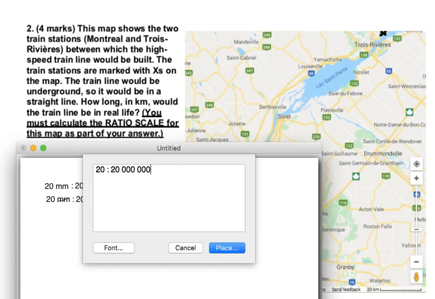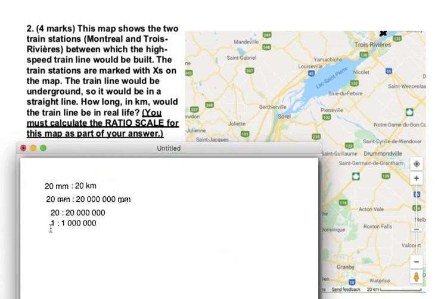Say, is there anything that I can divide both sides of this by to simplify it? And actually, in this case, it's nice and easy because you can divide this by 20 and you can divide 20 million by 20. 20 divided by 20 is just 1, and 20 million divided by 20 is just 1 million. So now that you've done all this, you've actually put together a good, clean ratio scale. Notice your final answer for a ratio scale has no units in there, and it's reduced as much as possible.